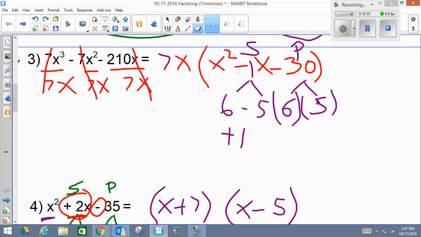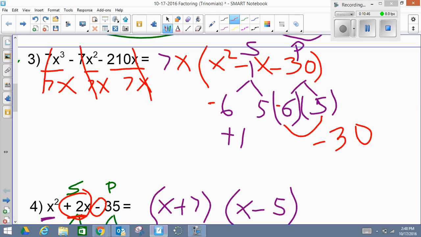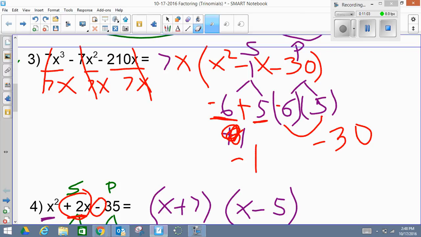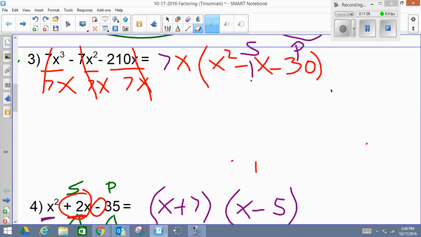Okay, so that means the 5 is not negative. Which one is negative is the 6. The 6 is negative. Let's try that again. Negative 6 times 5 is negative 30. Negative 6 plus 5 is going to be negative 1, which is what I want. So my two numbers are negative 6 and 5. So let me erase all that to write my answer. Negative 6 and 5. So I'm going to write everything else.